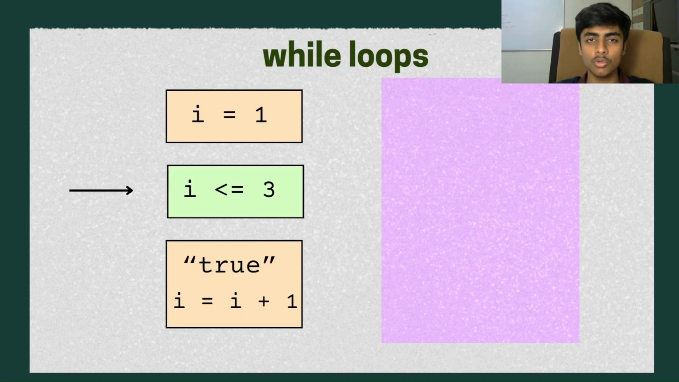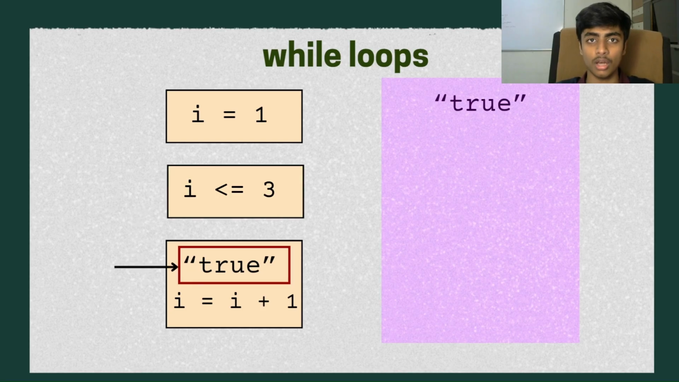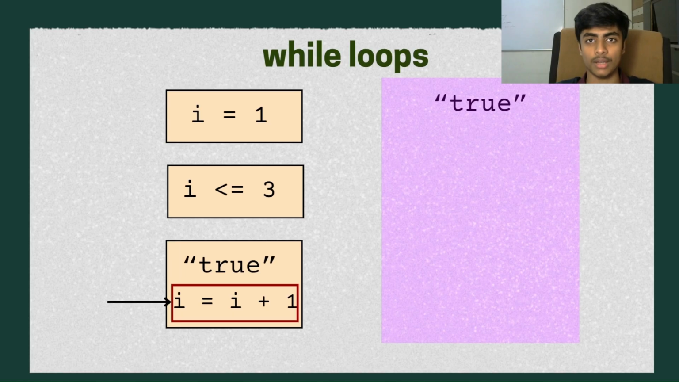Since the condition is true, we're going to move on to the block of code. The first thing we're going to do in the block of code is we're going to print the word true. So we're going to print this word true in our output window as well. Then we're going to move on to the update. We're basically increasing the value of i by 1. So i is equal to i plus 1 is just going to increase i from 1 to 2. Then we're going to go back to our condition.